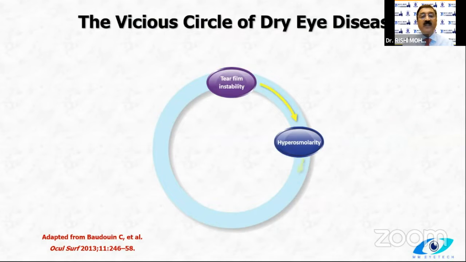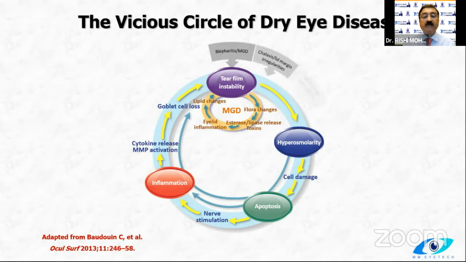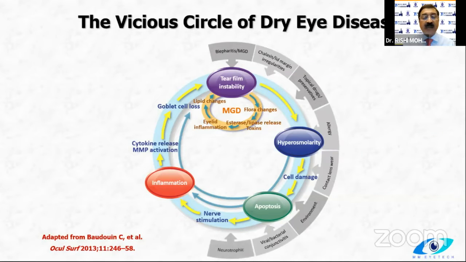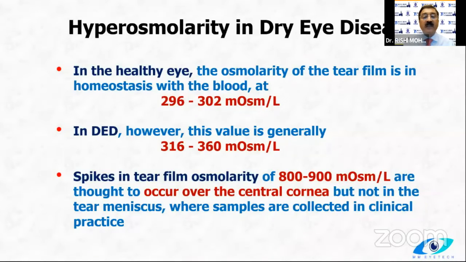So as we all know, the vicious circle of dry eye disease has tear film instability, hyperosmolarity, inflammation, and apoptosis as the key events that perpetuate this cycle. There are various extraneous factors that impact this, which are all enunciated in this. This chart is now a familiar chart that we all see, with hyperosmolarity being one of the key events which initiate the whole process. So the osmolarity of the normal tear film is between 296 and 302 milliosmoles. But in dry eye disease, this value is generally much higher at about 316 to 360 milliosmoles.